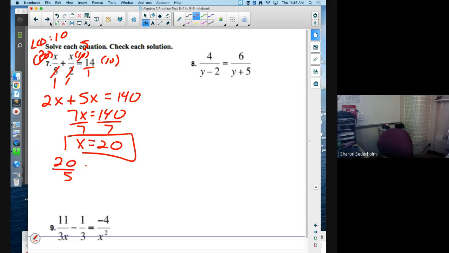20 over 5 plus 20 over 2, does that really equal 14? And for some of you, that's all you're going to have to write, because you go, oh, that would be 4, that would be 10. Yes, it's 14, check. But if you want to show a little bit more work, I'm cool with that too. It worked.